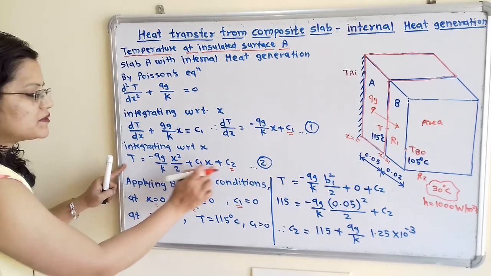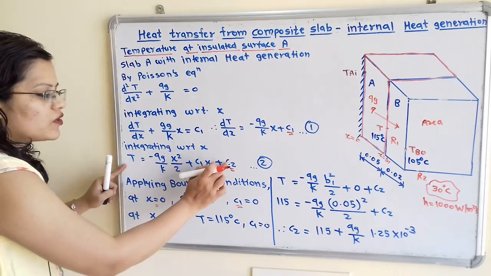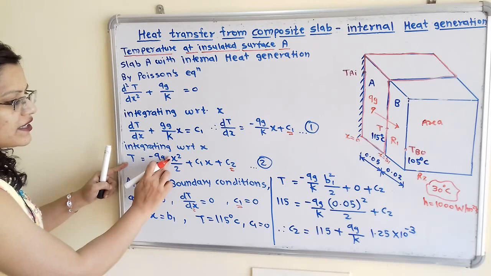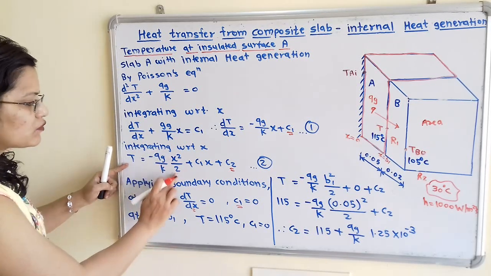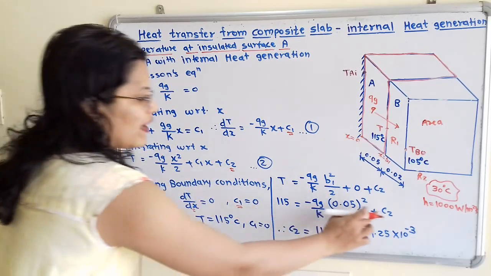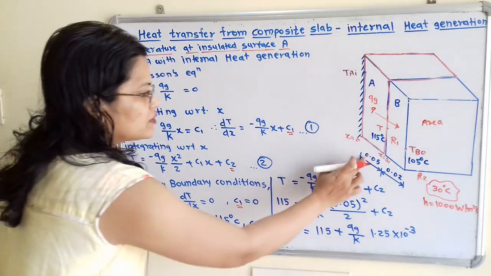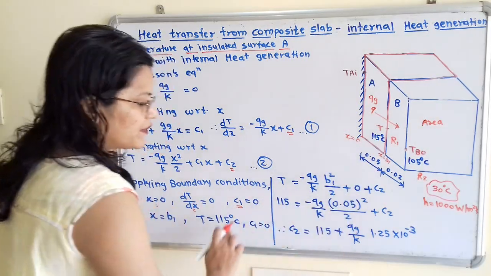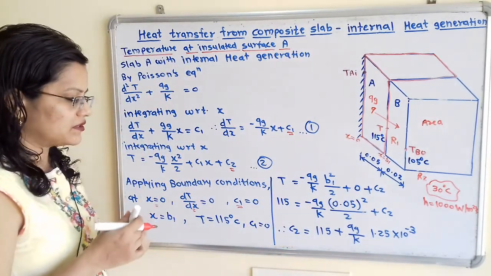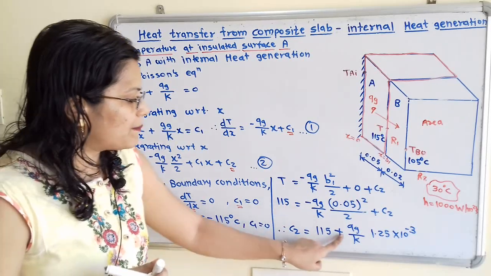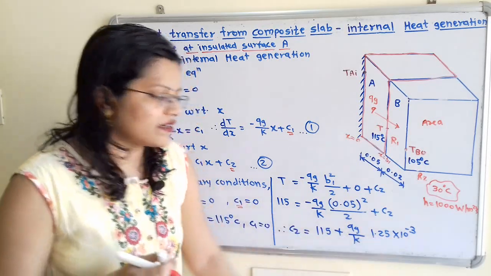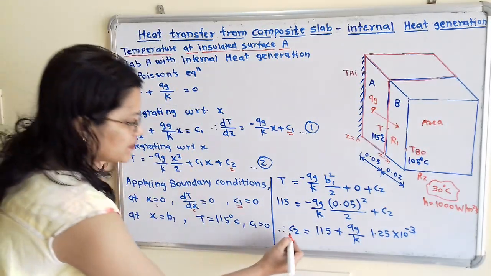So this term will become 0, then we will get one unknown term, that is C2. So T is equal to, that is 115 is equal to minus Qg by K. Now instead of x we have to take B1, B1 square by 2 plus C1 is 0. So this term will become 0 plus C2. So what is the value of C2? B1 value is 0.05, so 0.05 square by 2. We will transfer this whole term to the left hand side, so this minus will become plus. So C2 is equal to 115 plus Qg by K. If we solve this, then we will get 1.25 into 10 raised to minus 3. So this is the value of C2.